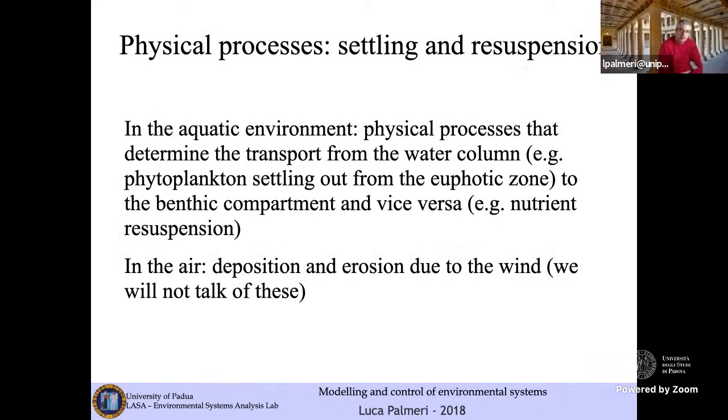Let's start from settling and resuspension. In the aquatic environment, physical processes determine the transport from the water column, for example, phytoplankton settling out from the euphotic zone, to the benthic compartment and vice versa. The benthic compartment generally is referred to as the sediment. And for example, nutrient resuspension is an example of a reverse process in which nutrients are moved from the benthic compartment or from the sediment toward the water column.